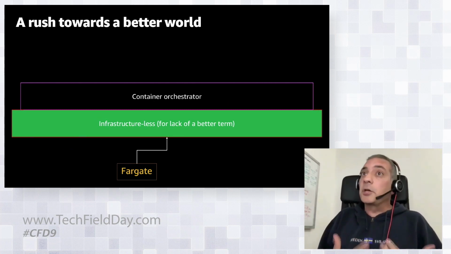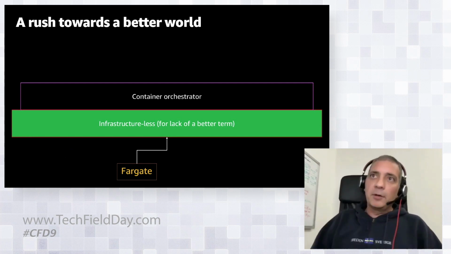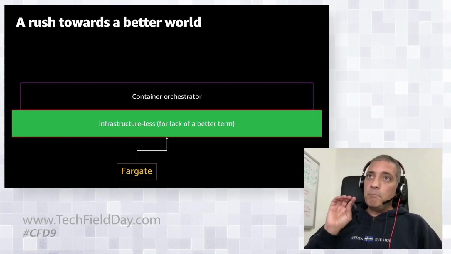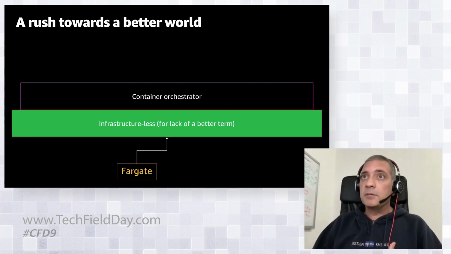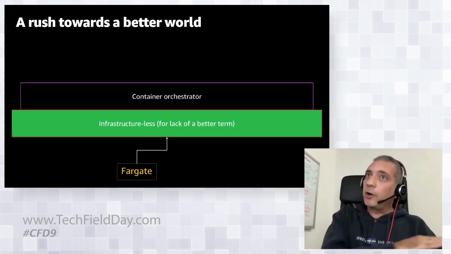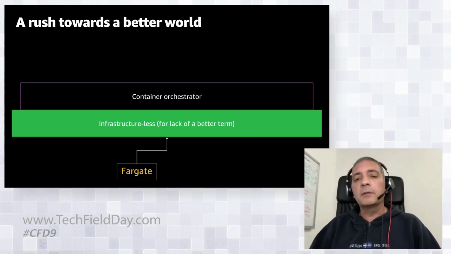So I'm not going to touch anymore on this notion of the infrastructure-less, for lack of a better term, because Fargate is a good example of how we're trying to fix that problem. Forget about the infrastructure. You pick the container as your abstraction to run your business. You need to forget everything that is underneath it. And that's what we're trying to do with Fargate.